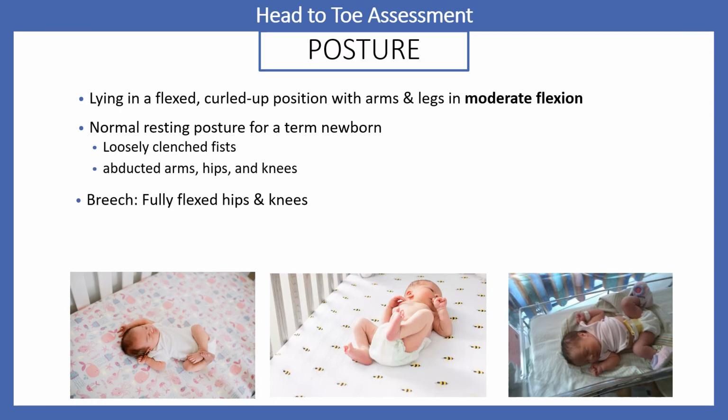My first step in performing a newborn assessment is to do a visual surveillance of the baby first. First, I am observing the newborn's posture and expect to see the newborn in a flexed, curled up position with their arms and legs in moderate flexion. The newborns on the left and in the middle picture have a normal resting posture with loosely clenched fists and abducted arms, hips, and knees. The baby in the picture on the right was a breech baby. A nurse can tell by the fully flexed hips and knees.